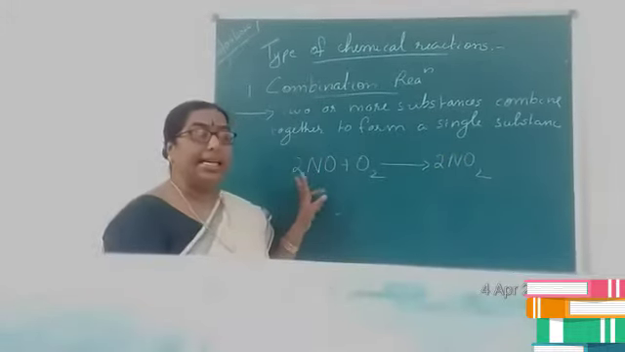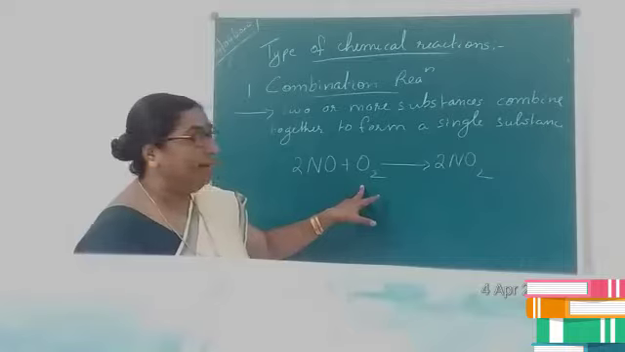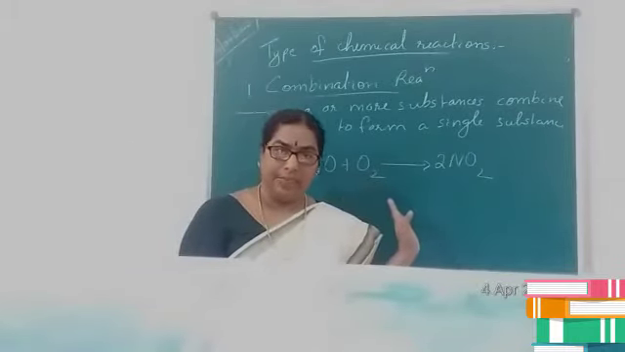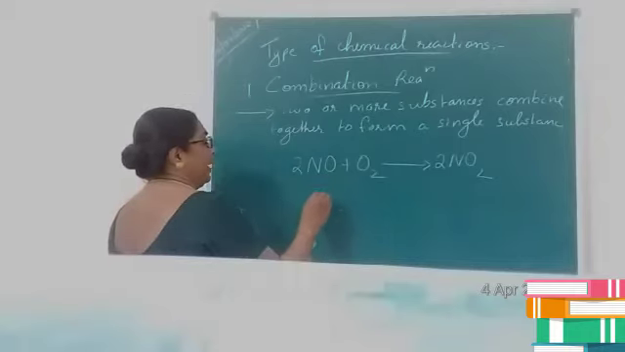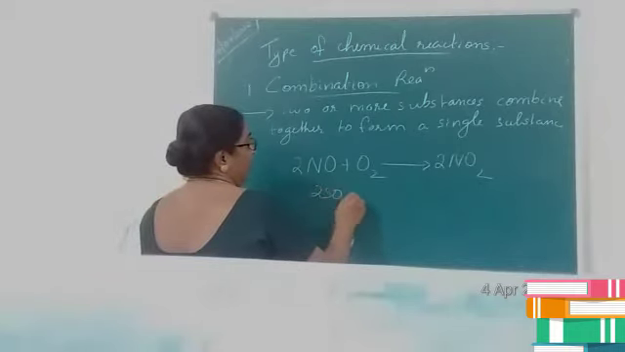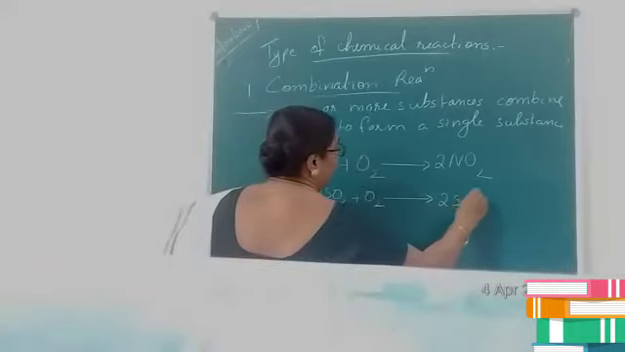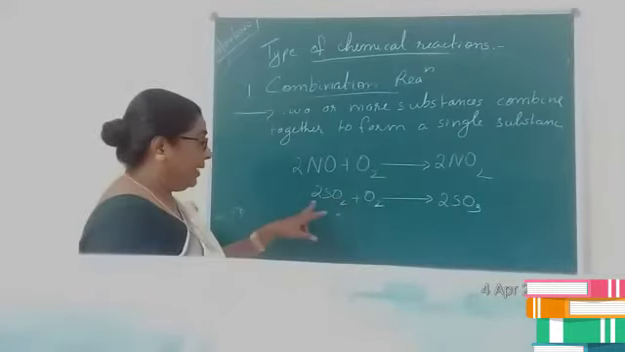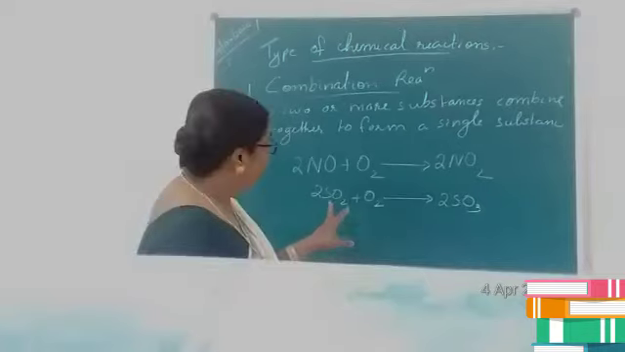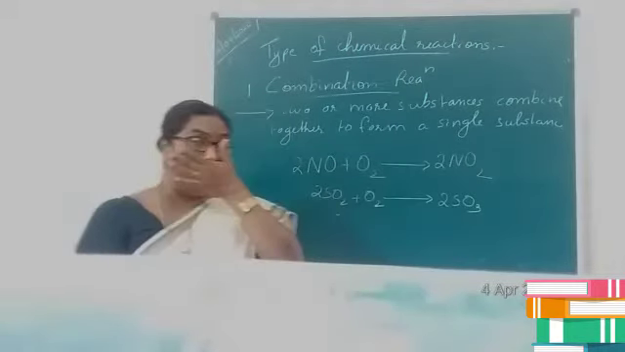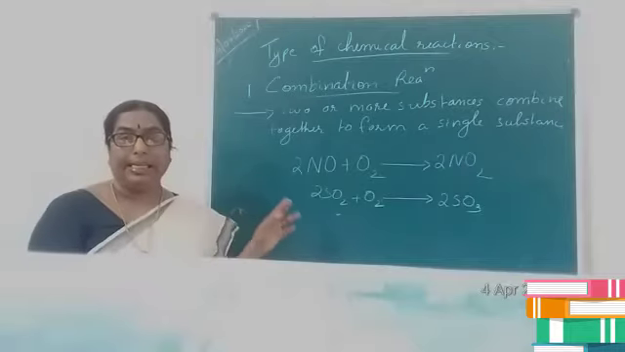So here you can say that a compound combines with an element and results in the formation of a single substance. Is it clear? One more example you can consider. Sulfur dioxide combines with oxygen and results in the formation of sulfur trioxide. Is it clear? So in this case also, one element combines with a compound and results in the formation of a single substance. Is it clear, children?